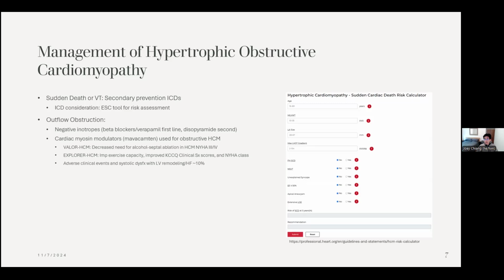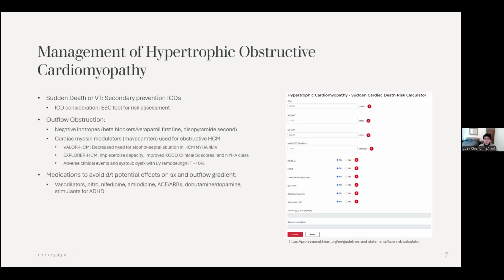We saw this in the VALOR-HCM trial where patients who were thought about receiving any sort of surgical or procedural intervention ended up not necessarily needing that when they were starting on mavacamten. And then also in the EXPLORER-HCM trial, these all were in the last few years, and we saw that people have symptomatically been doing much better with this.